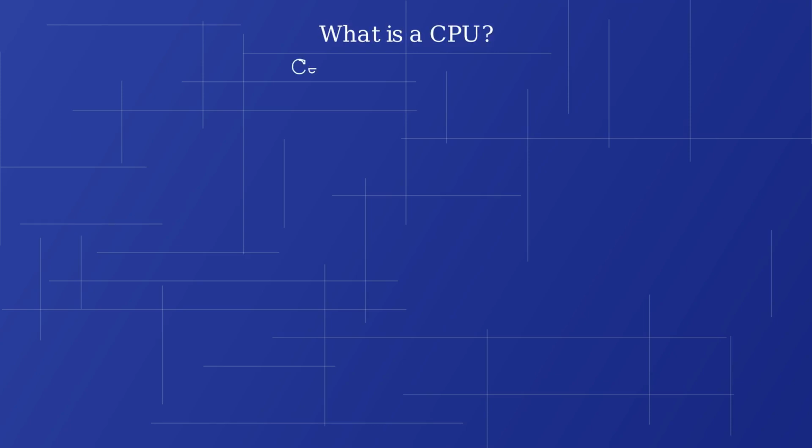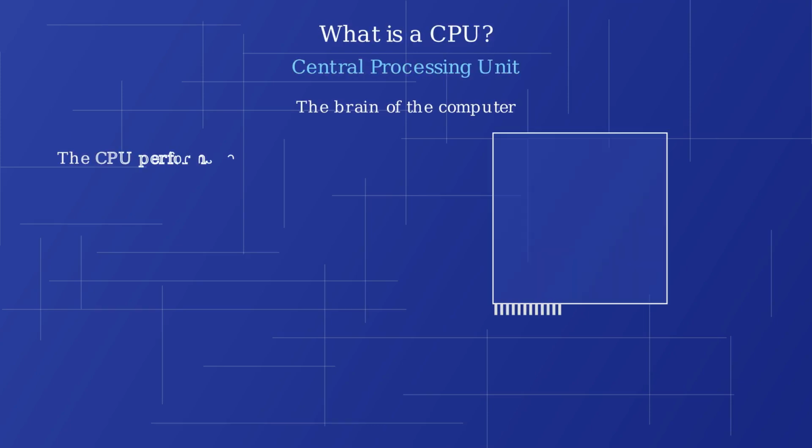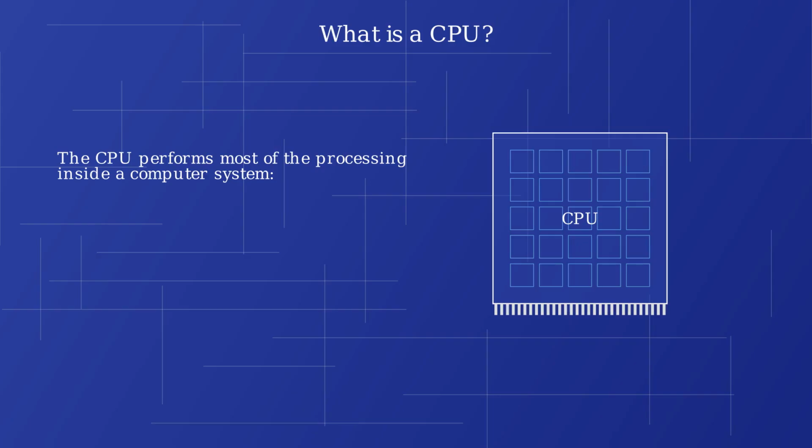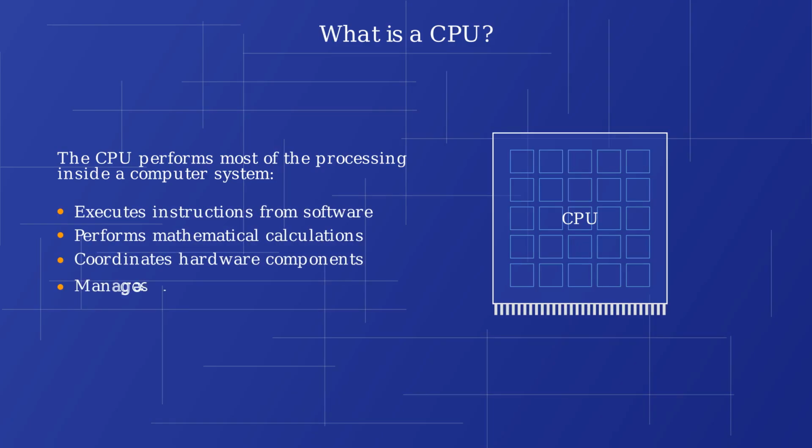What is a CPU? The central processing unit is the brain of a computer system. The CPU performs most of the processing inside a computer system. It executes instructions from software, performs mathematical calculations, coordinates hardware components, and manages data flow. As the brain of the computer, the CPU constantly processes streams of instructions from both hardware and software.